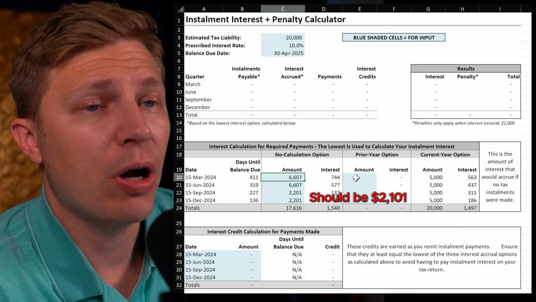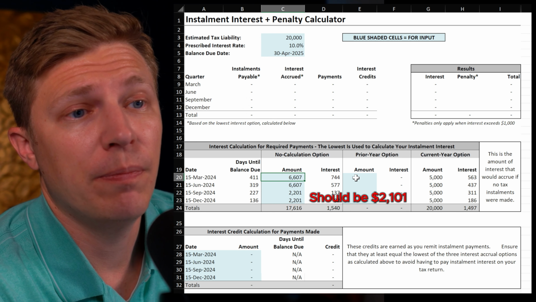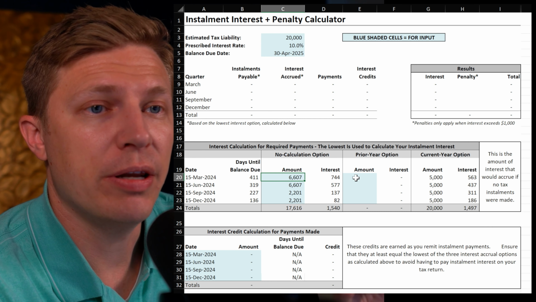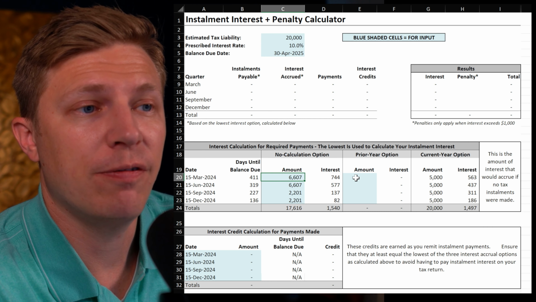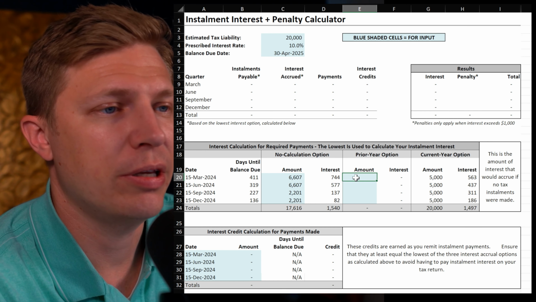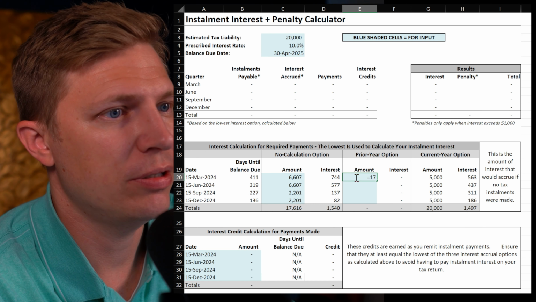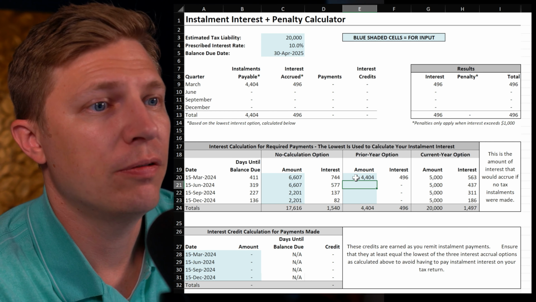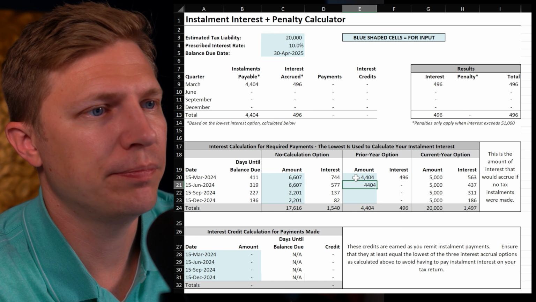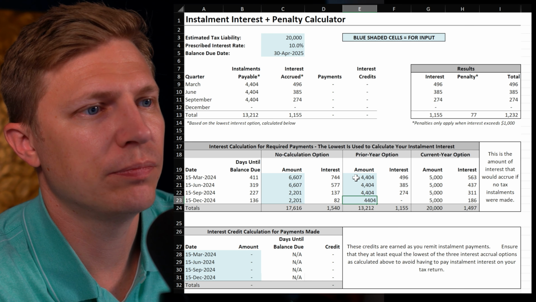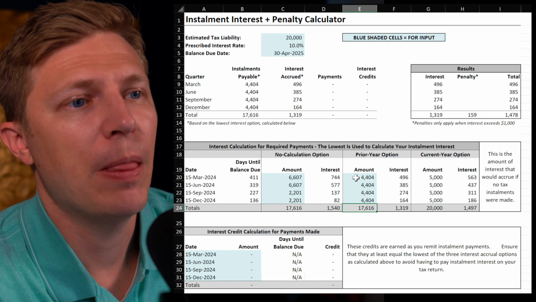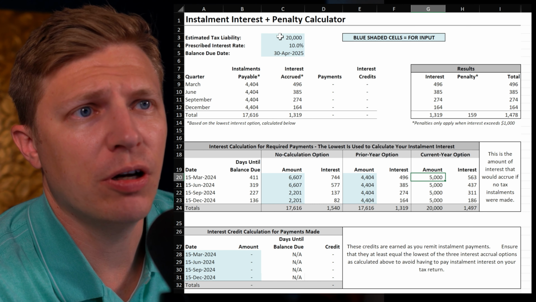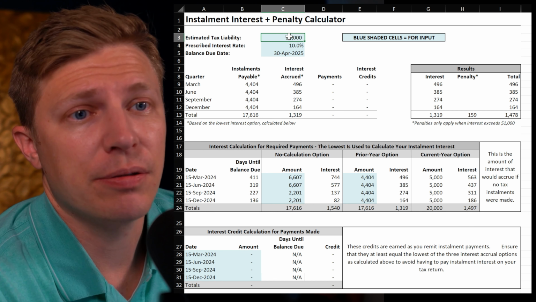Now the prior year option, if you remember, is simply the most recent filed tax return. You take the net tax payable and you divide it by 4 evenly. So in this case, it's going to be 17,616 divided by 4, so 4404 every single time. And now there's nothing to input for the current year option because this is all being generated based off of our guess at the top.